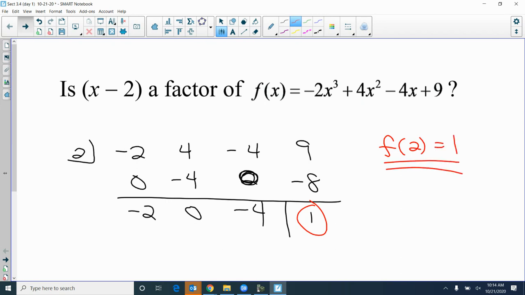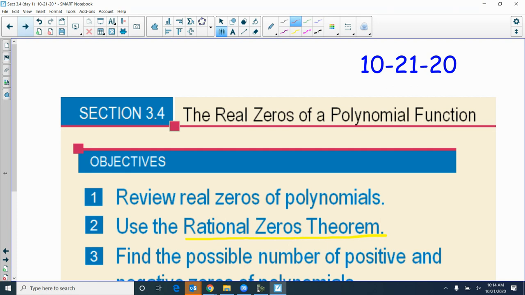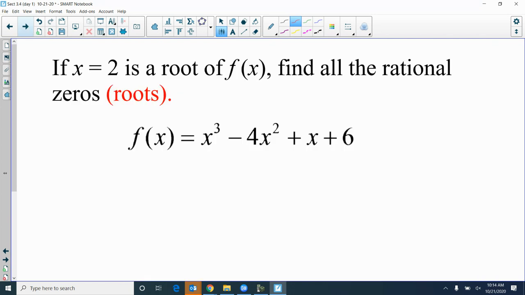All right, what we need to do today is talk about finding the zeros of a polynomial. We talked about it a little bit, but you've never just had a full-fledged problem where you had to find everything. And that's kind of where we need to get to. And eventually, hopefully, this will lead to the rational zeros theorem. I don't have guided notes for you today because there's not a lot. There is one definition that we need to get down in a minute. But first, if x equals 2 is the root of that function, let's find all the rational zeros.